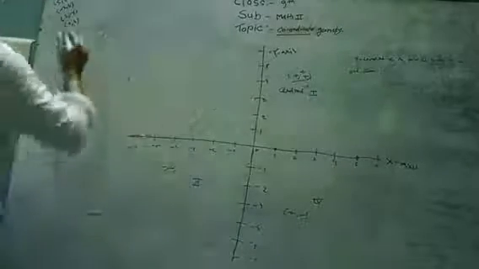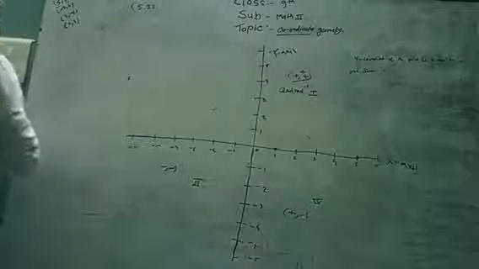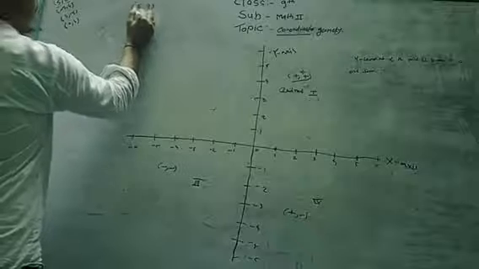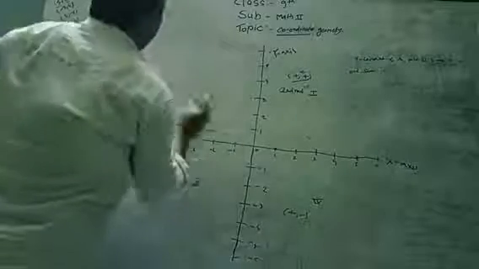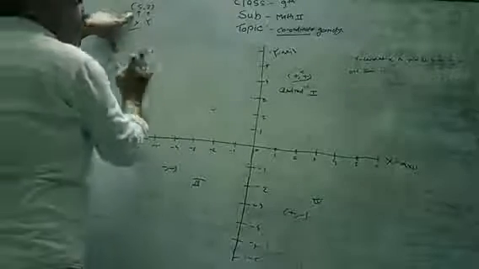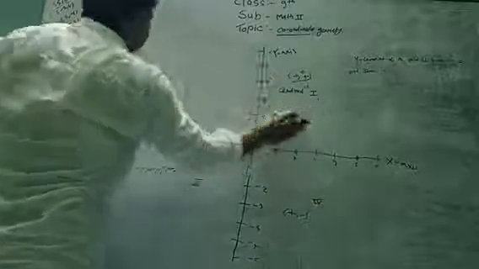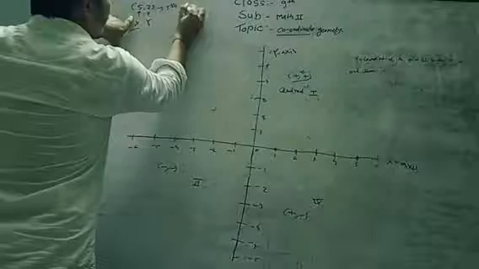Now let's have the first point, the coordinates 5 and 3. The x coordinate is 5 and the y coordinate is 3. Both are plus and plus. Both coordinates are plus, so this point definitely lies in the first quadrant.